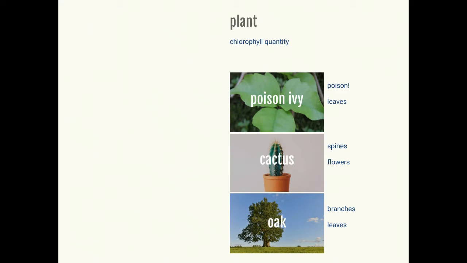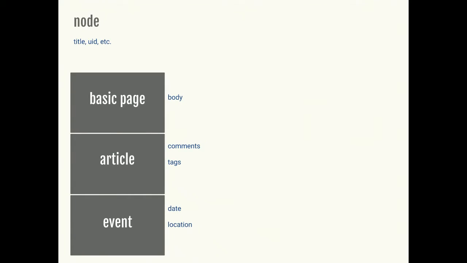And we have other kinds of things. We could say that we have plants, and the same thing we saw, they all share some properties, and they all have some properties that are specific to their category. And 2 categories can share a property, like oaks and poison ivy, they both have leaves. Okay, so let's talk Drupal.